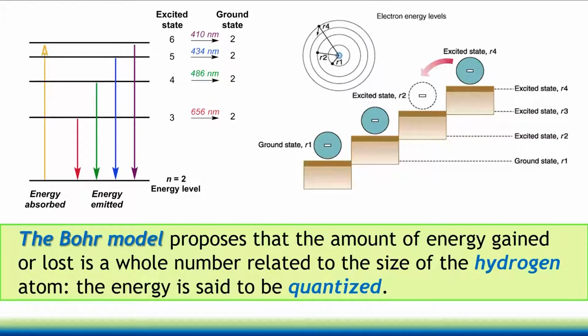They came in packets that were a whole number, a number that was related to the size of the hydrogen atom itself. The energy, instead of being continuously variable, was discretely variable. It was either 1 or 2, 2 or 3, 3 or 4. The energy was said to be quantized.